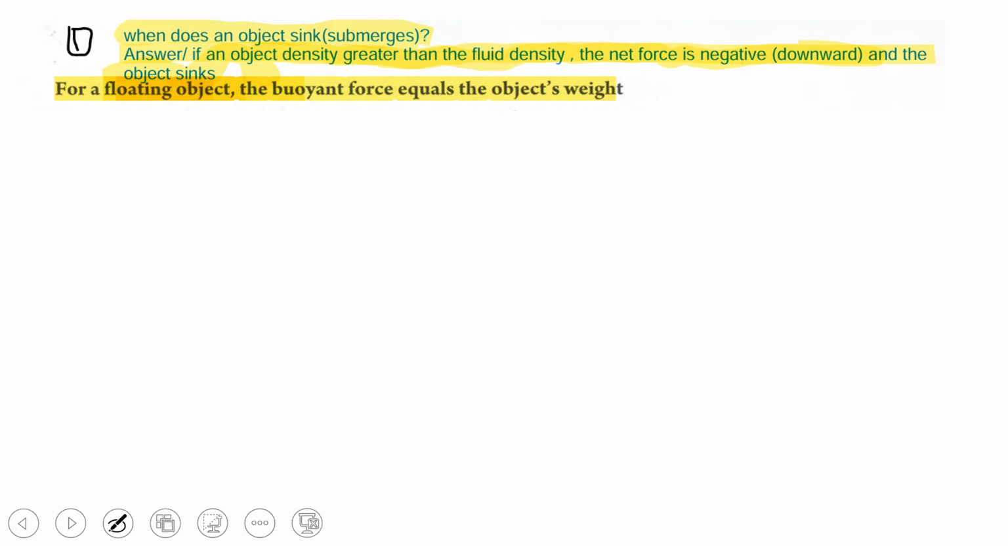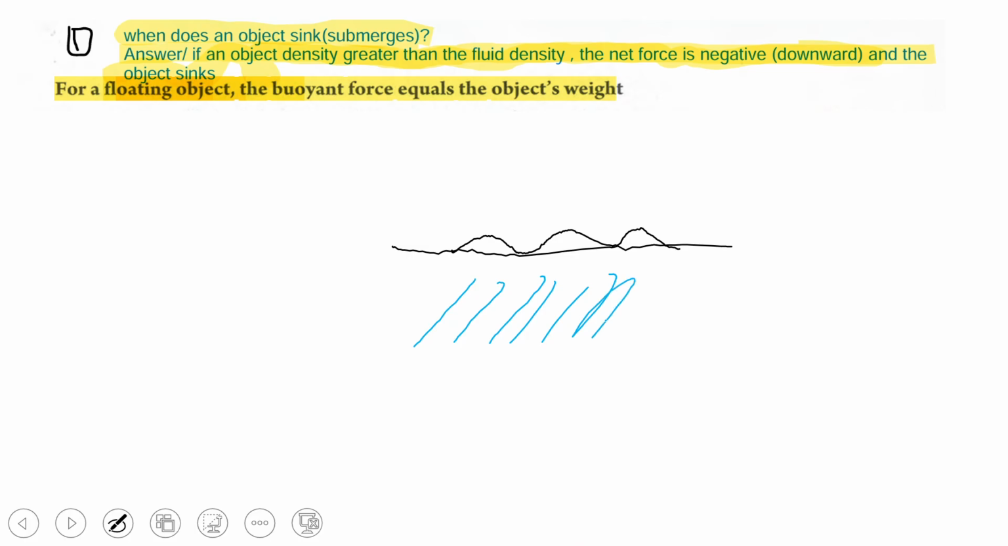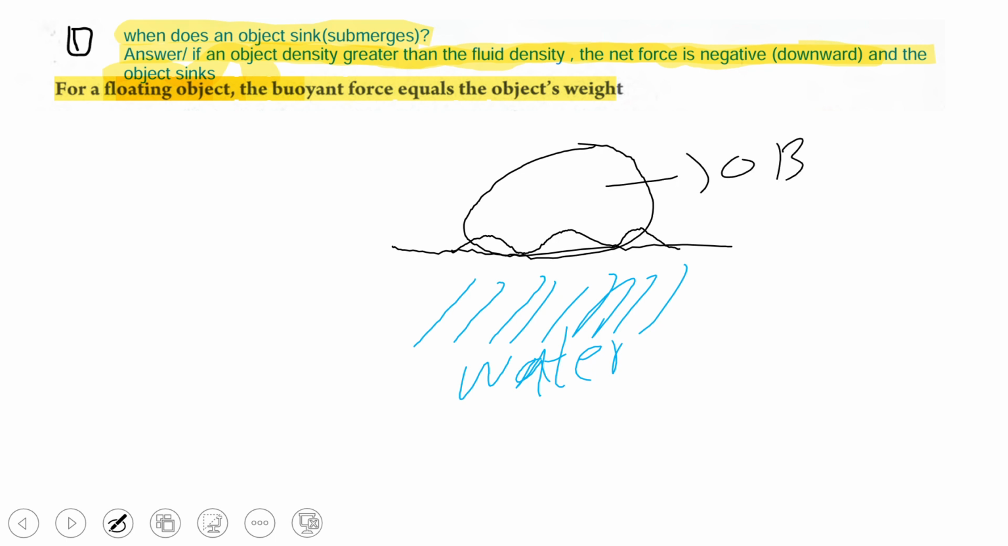Guys, look, imagine this is the surface of the water, and under the surface, of course, you have water, right? This all is water. That one all is water. And on the surface of the water, we have, for example, an object. The question says, when can this object go under the water or sink? When will this situation happen?